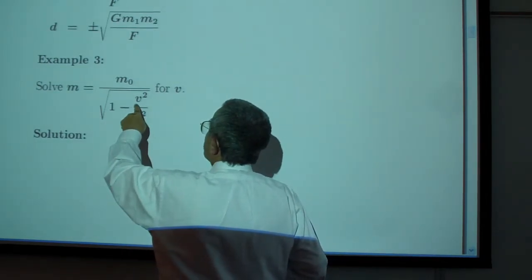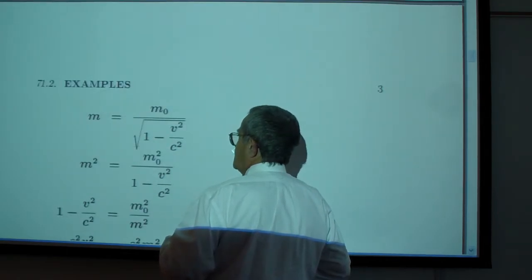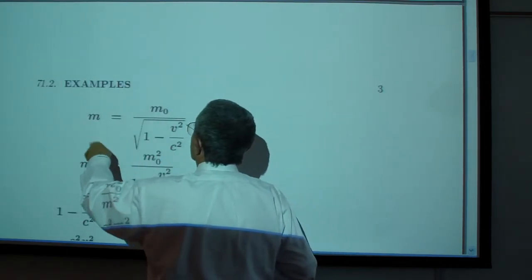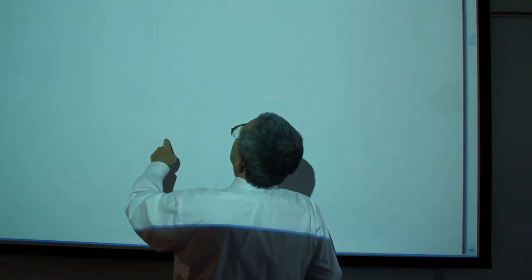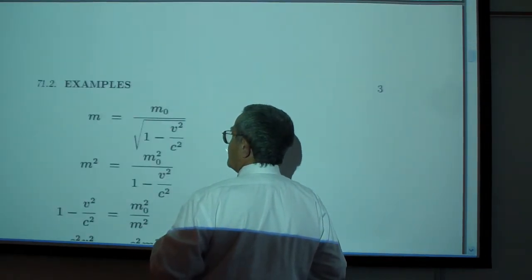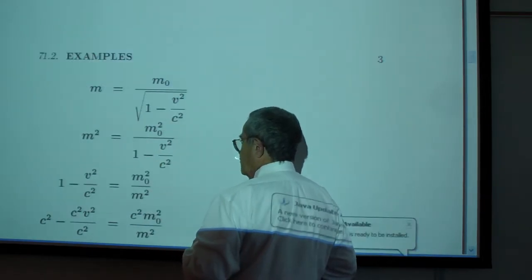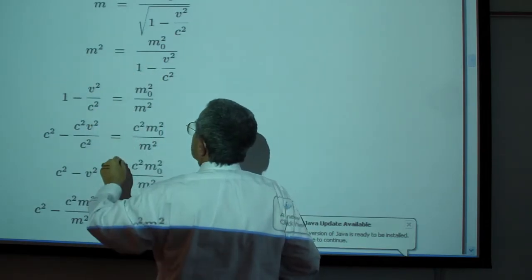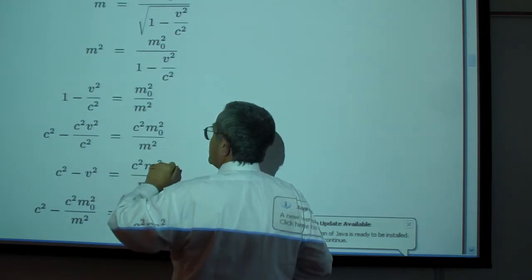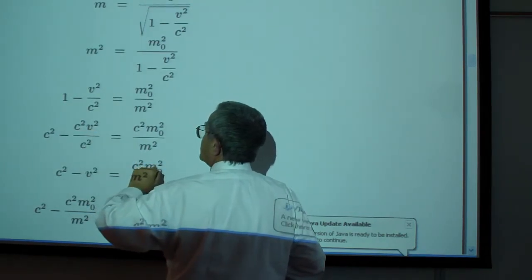This one, solve for v. So, okay, we have the square root here. What did we have originally? I'm copying the equation. Then I am squaring both sides to get rid of the square root. Then I am multiplying by the denominator. I'm dividing by m squared. My object is to isolate v squared.